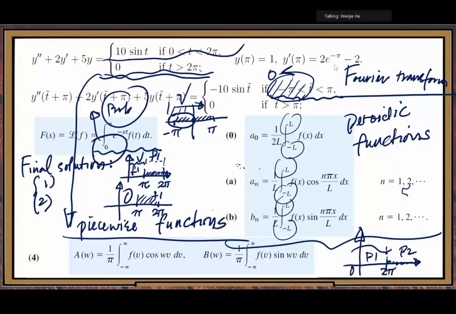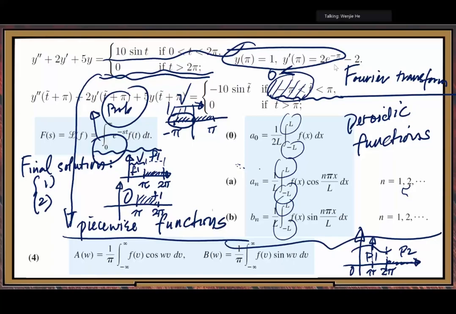So if you dig deeper, dig the solution deeper, you will see some big problem. In piece 1, your initial value is given in piece 1, right? So the initial value is here, pi. When you apply the initial conditions in piece 1, no problem. In piece 2, what's the initial value?